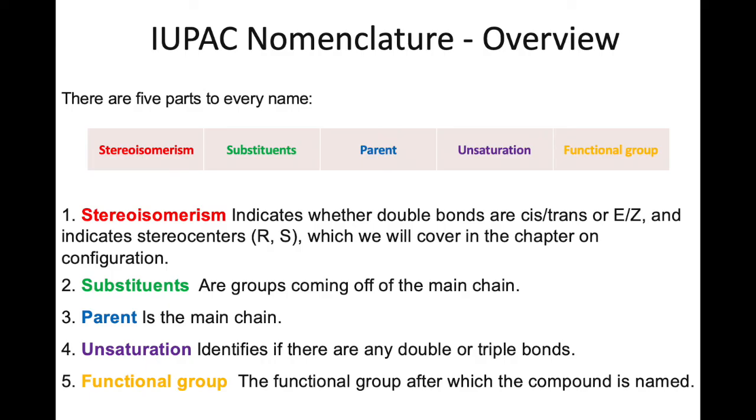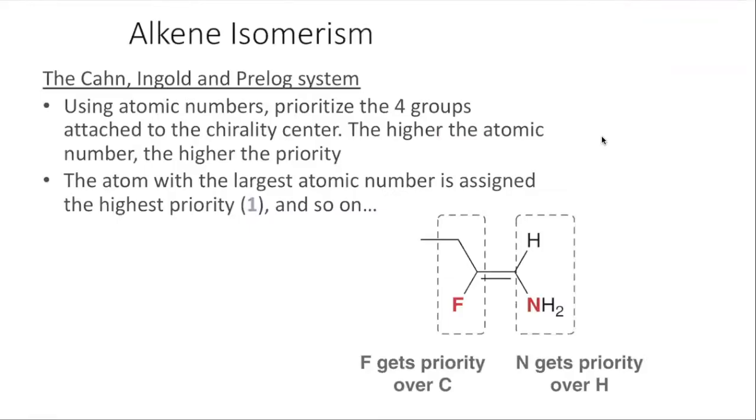Welcome to the video on E and Z nomenclature for alkenes. This becomes important when we have an alkene that is more complicated than a simple trans and cis nomenclature. Remember that the stereoisomerism piece gets put in front of the name. Okay, this is going to be a quick video on nomenclature for alkenes.